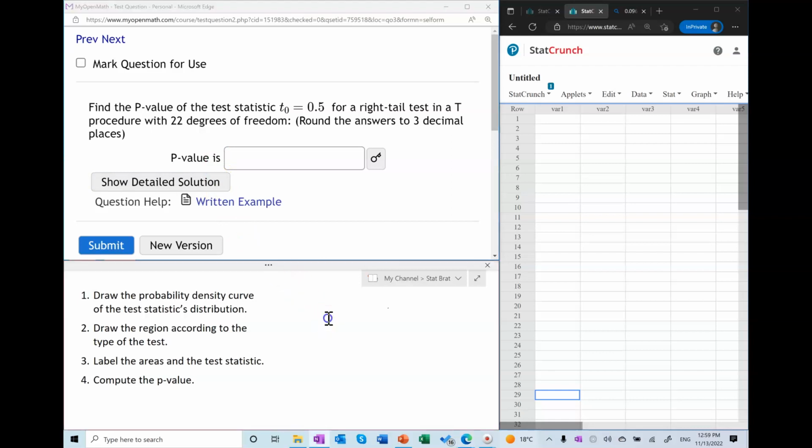And to find the p-value, we're going to follow these steps. First, we're going to draw the probability density curve. I'm just going to be using some generic bell curve, which is what all t-distributions look like, more or less, depending on the degrees of freedom. And after the first step is complete, we'll be drawing the region according to the type of the test, and then we'll label the areas and the test statistic, and then we'll compute the p-value. So let's get started.